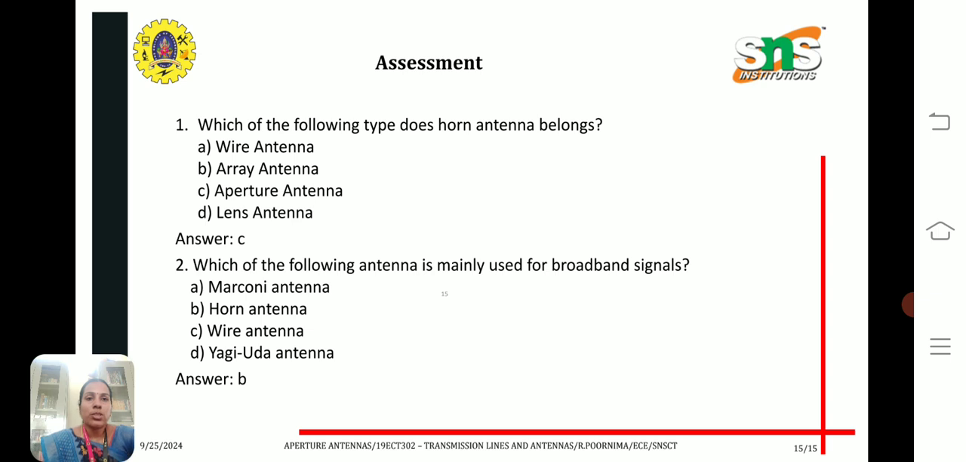And assessment questions: which of the following type does horn antenna belong to? So the answer is C, aperture antenna. And which of the following antenna is mainly used for broadband signals? So the answer is B, horn antenna.